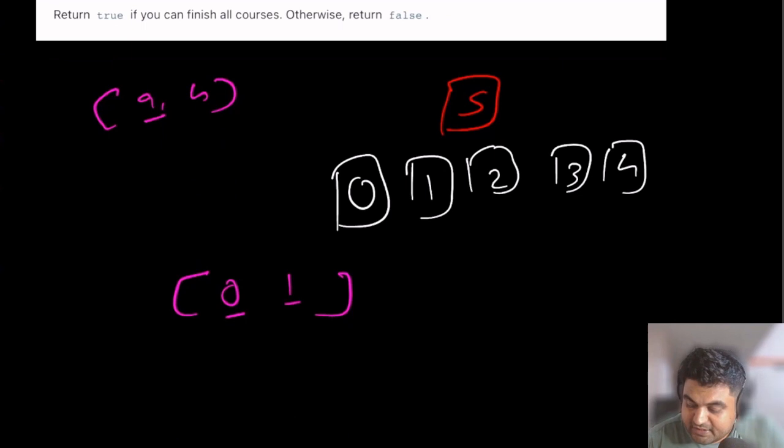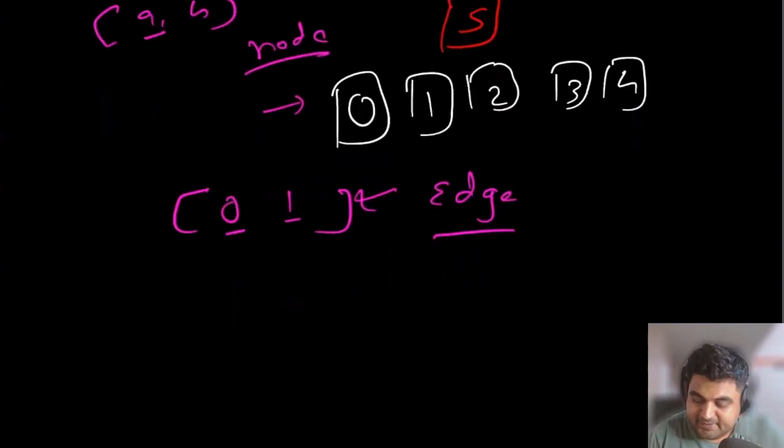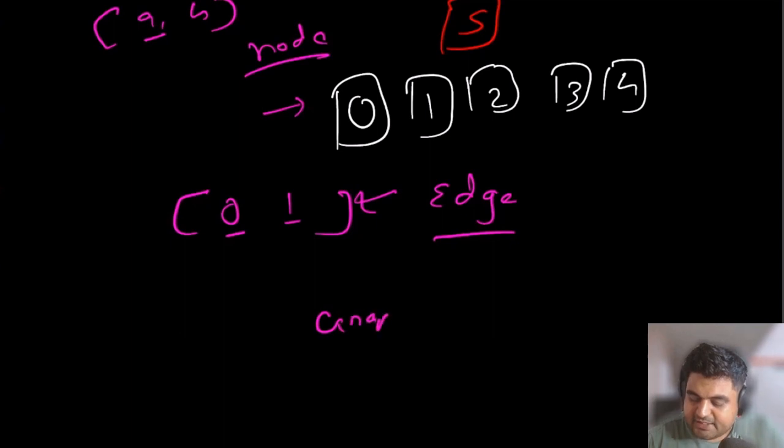So using this logic, we would be able to create an edge between any two nodes, and we are going to treat the number of courses as nodes. So now we have both the values we needed. We have nodes and we have edges, which means we can create a graph based on the given input.